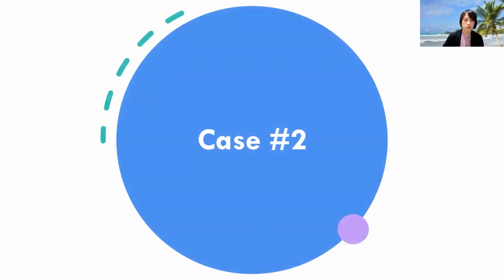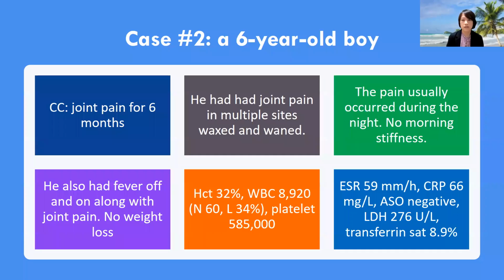So case 2, a 6-year-old boy who presents with joint pain for 6 months. This boy had joint pain in multiple sites, waxing and waning. The pain usually occurred during the nighttime. No morning stiffness. He also had fever off and on along with joint pain, and no weight loss.